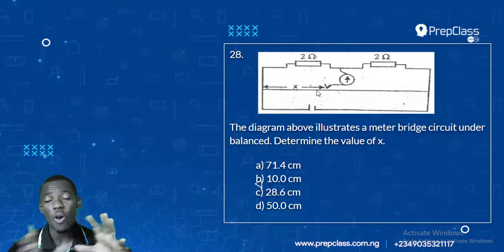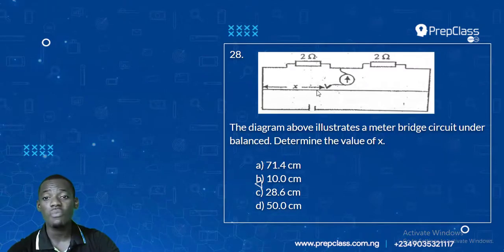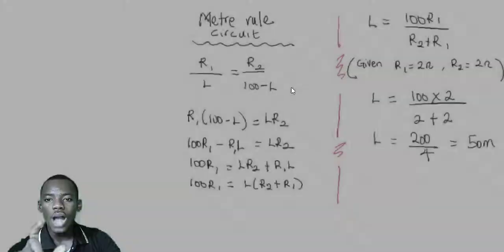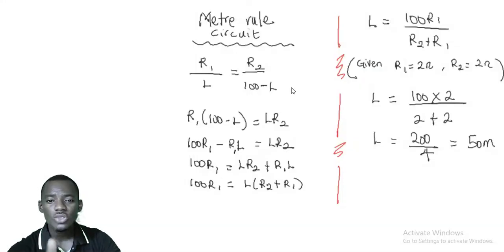Now there's one mighty formula for this kind of drawing. When you see this drawing, don't forget this formula. To answer questions on the meter bridge, you need to memorize this formula: R1 over L equals R2 over 100 minus L. Now my R is my resistance and my L is my length. Once you know this formula, then you are now a master of any question on meter rule circuits.